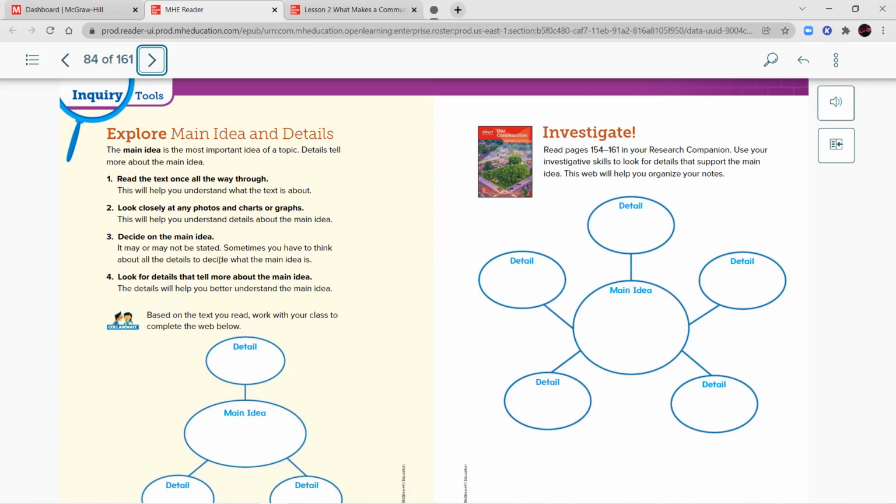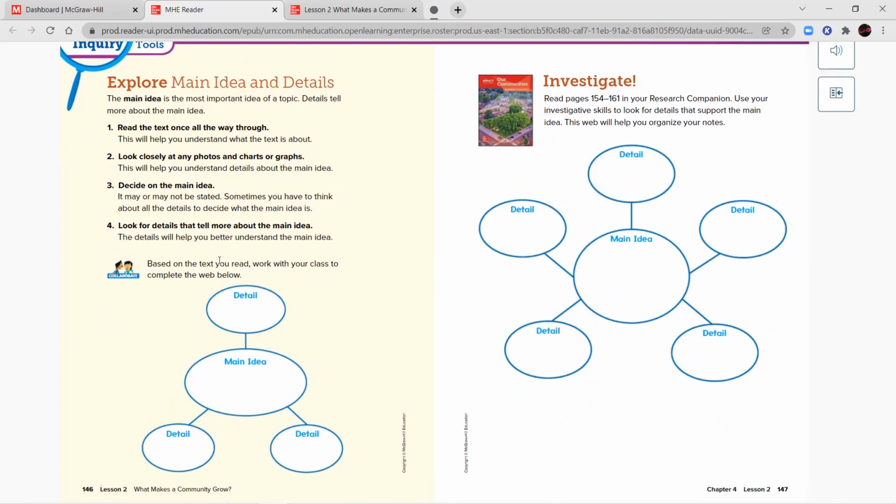Explore main idea and details. So we've worked a lot with main idea and details. So we're going to look at what the main idea is in the topic that we read today, and we're going to come up with 3 details that support that main idea. So the main thing that we talked about on those 2 previous pages was that people came to Michigan for many different reasons. One of them, we said, was to escape segregation. One of them was to work in the car industry. And another one was to find any other kind of work, because as those communities were growing, they needed more people to fill other jobs.